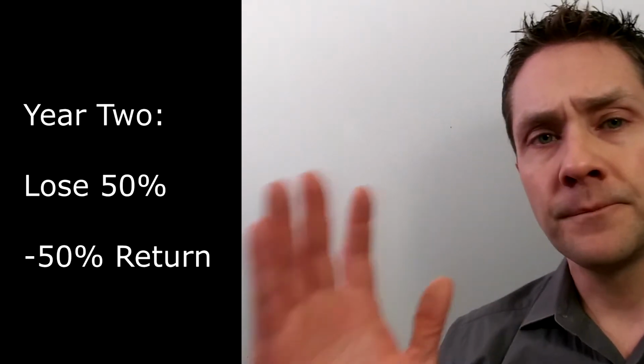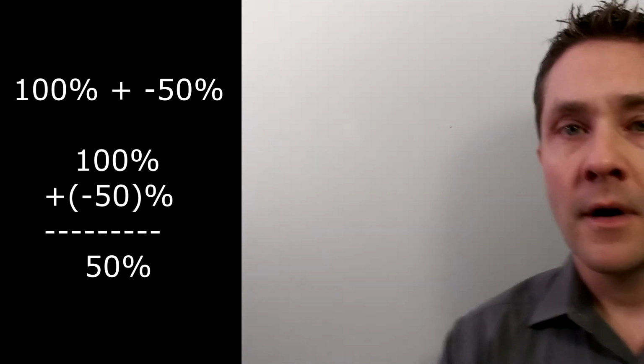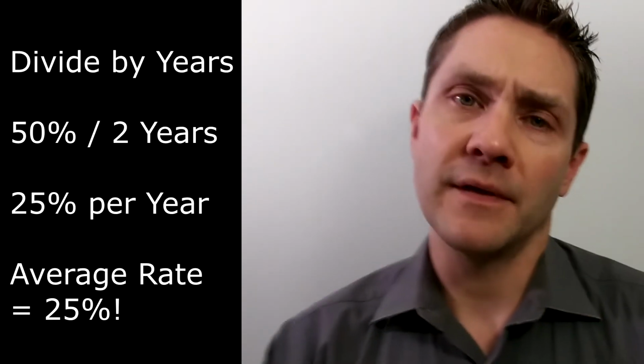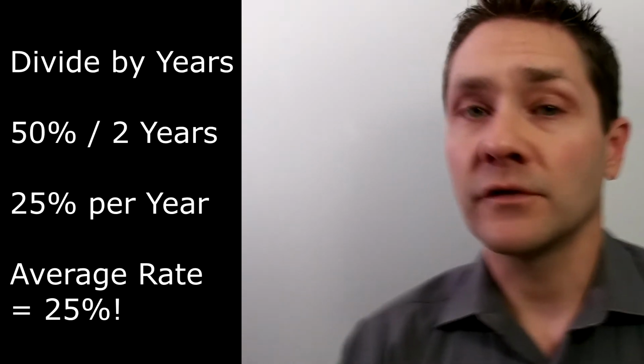Now the next year you'll lose 50% of your investment, so you get a negative 50% return. Now, to calculate the arithmetic average, you simply take the first year's return and add it to the second. So the first year's return was a positive 100%, the second year's was a negative 50, so 100 minus 50 gives you 50%, and then you divide by the number of years, which is 2. So 50 divided by 2 is 25.